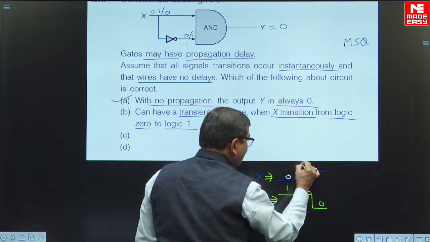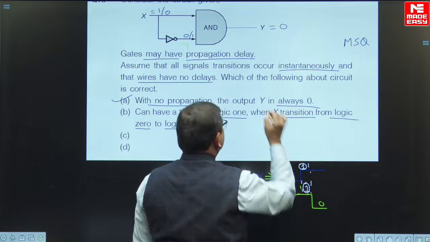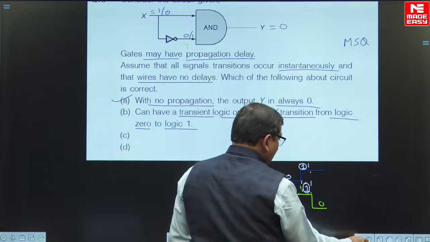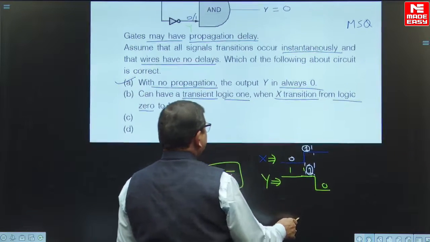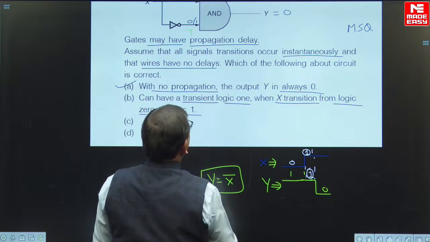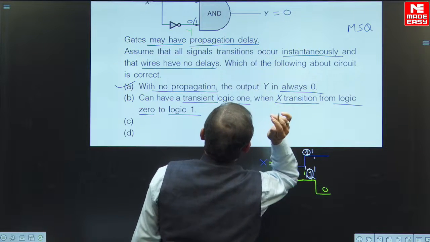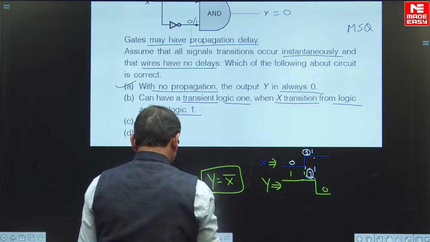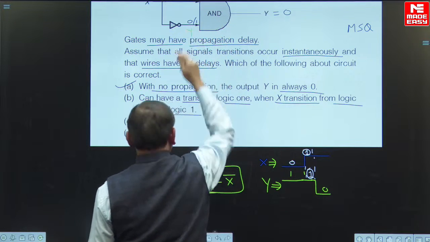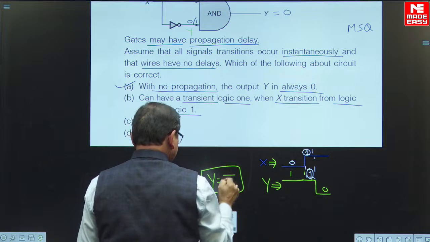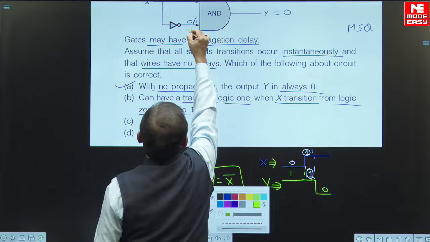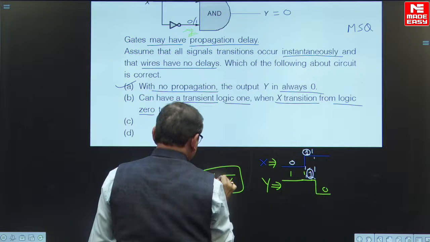During this time interval, both the inputs of this AND gate are 1. Whenever both the inputs of the AND gate are 1, then during this time interval, if you look at the output of this circuit, sorry, this is mentioned as Y, so let me name this as Z.